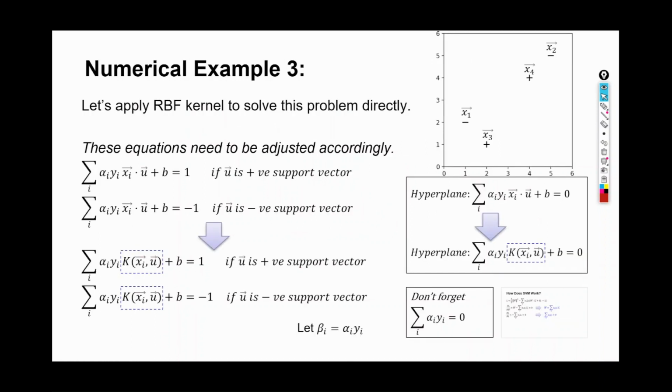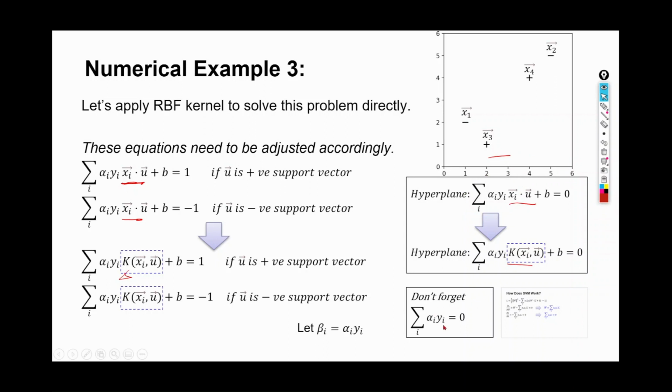Okay, so let's apply this RBF kernel to solve this problem directly. Again, you see, our original SVM for the linear separable case is just based on xi·u. Now we change it, the same thing as what we have done for the previous polynomial kernel. For the hyperplane, this basically represents w·u + b = 0. Now instead of calculating xi·u, we use a kernel K(xi, u), and this is our hyperplane.